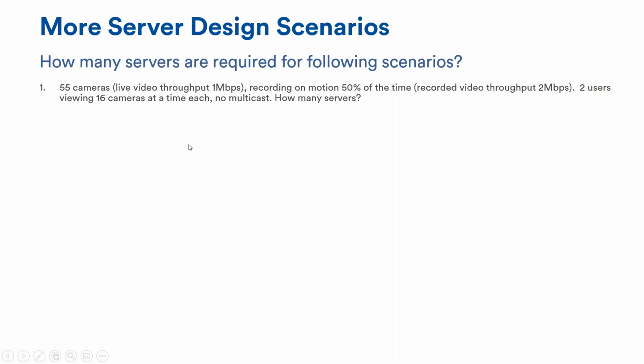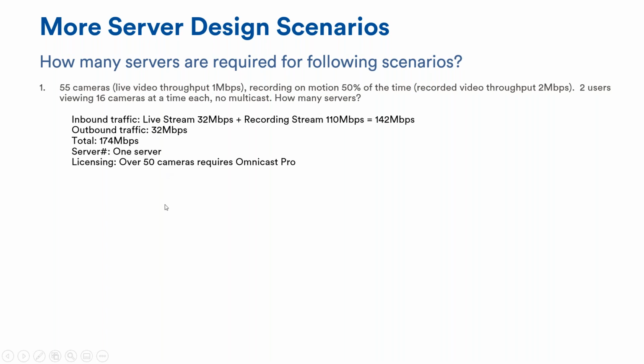We're not going to use multicast. We're going to use unicast. How many servers? So we have inbound traffic to the archiver, live stream of 32 megabits per second. So we get that 32 megabits per second because we have 2 users requesting 16 cameras each, plus the recording stream. We have 55 cameras, and the recording stream is 2 megabits per second.